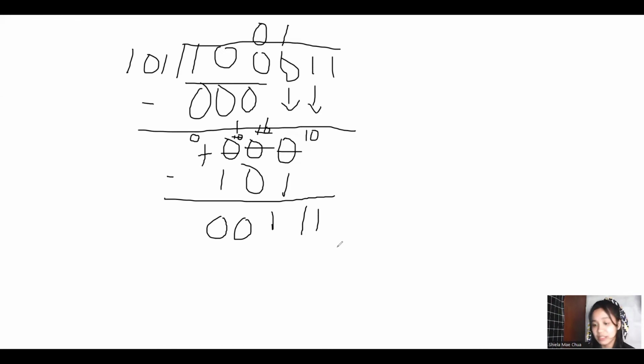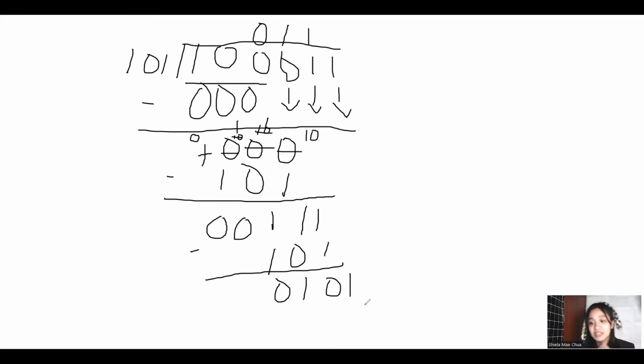Is 1, 1, 1 greater than or equal to 1, 0, 1? Yes. So we will put 1 here, and 1 times 1, 0, 1 is 1, 0, 1. Then perform the subtraction again. 1 minus 1 is 0, 1 minus 0 is 1, and 1 minus 1 is 0. Then bring down another integer here, which is 1.